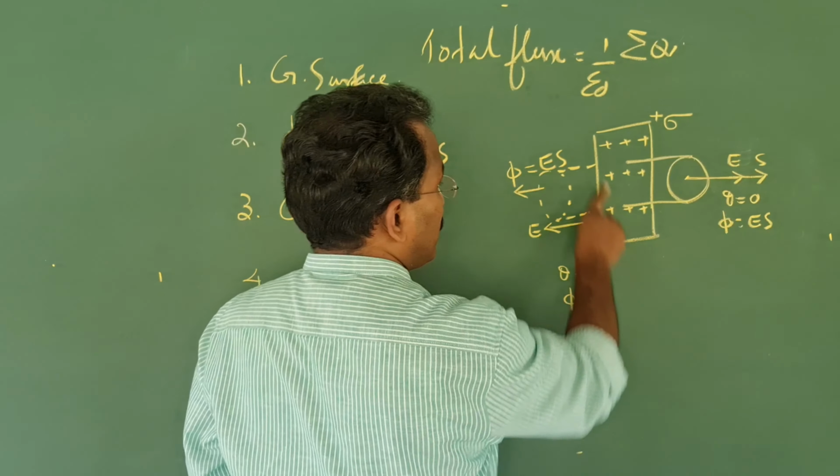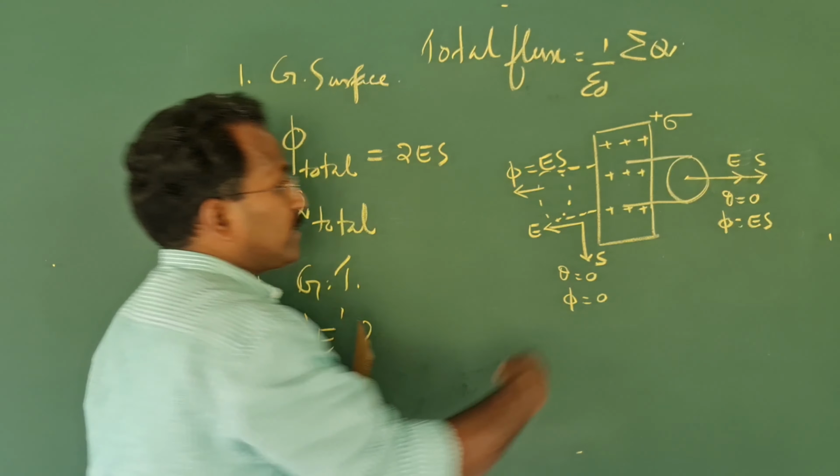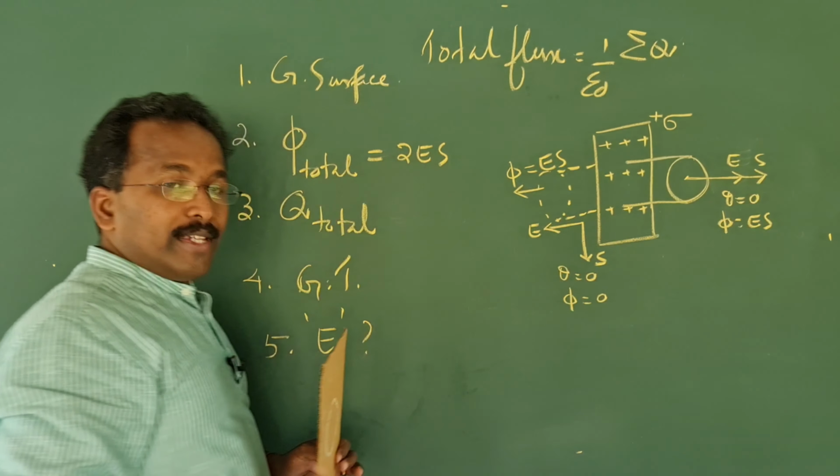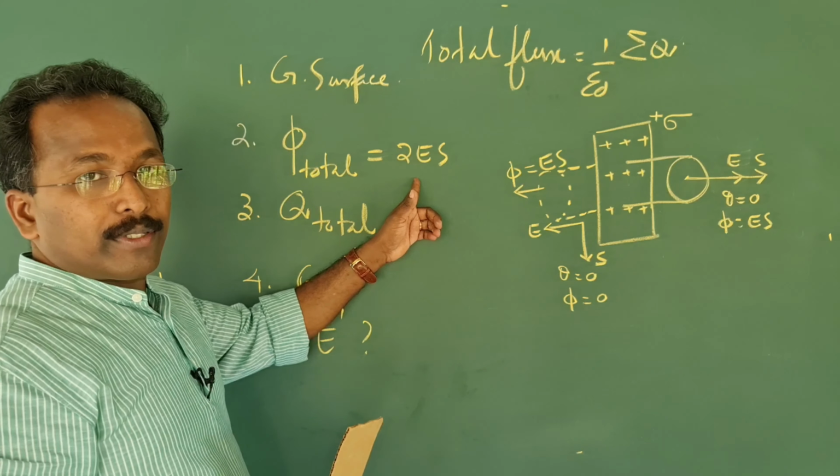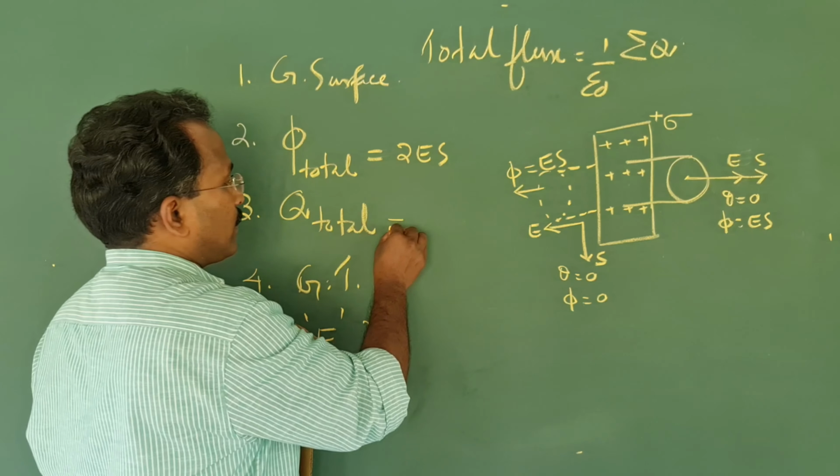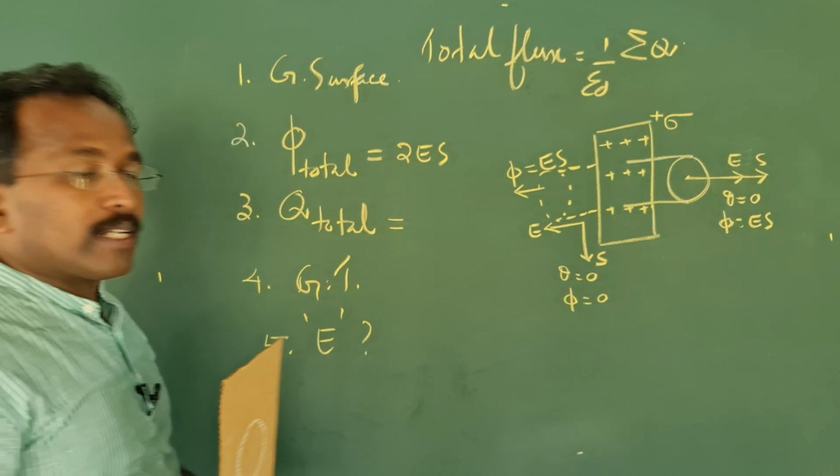I hope you understood. This side curved face, no flux. On both the end faces, you have flux which is added up. Now to the total charge. The third step, total charge.